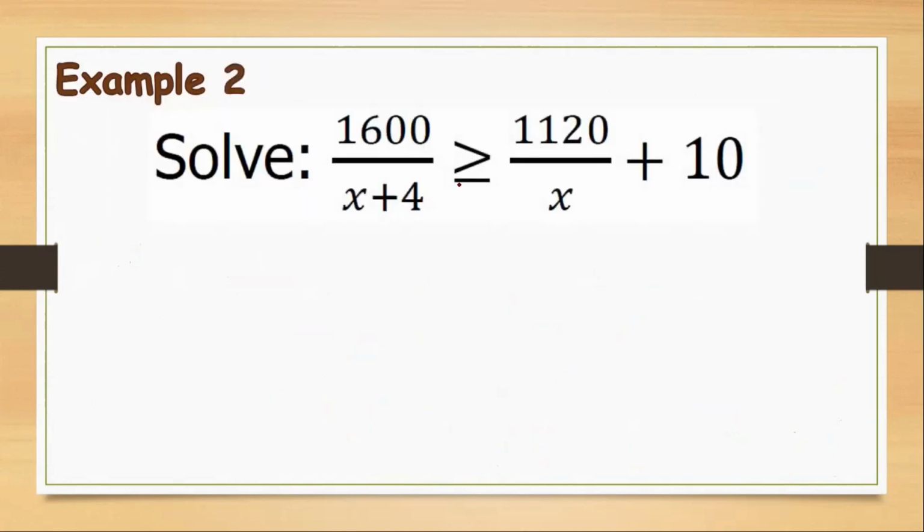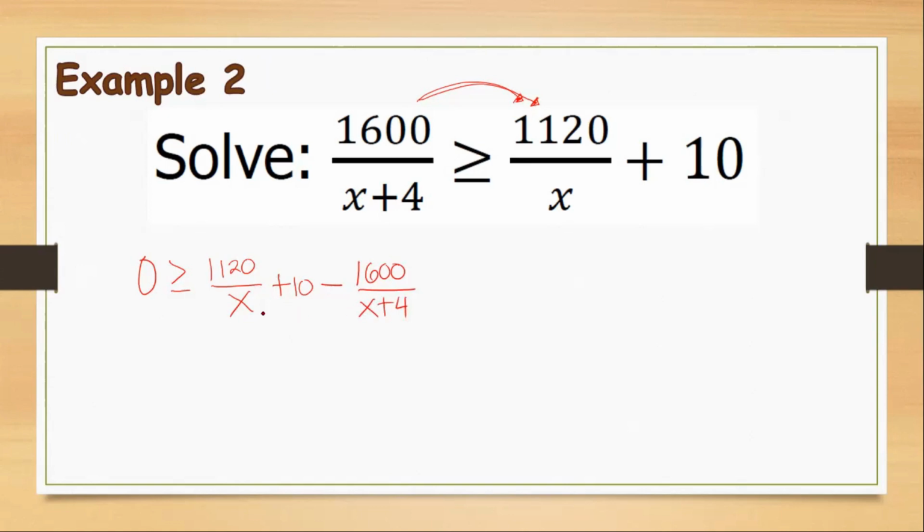Let's continue with example 2. Let's solve this inequality. Notice that in an inequality, you should transfer one part of the equation so that it will be greater than or equal to 0. So, to transfer this to the right side, we'll have 0 is greater than or equal to 1120 over x plus 10 minus, since this one is positive, it will become negative, 1600 over x plus 4.